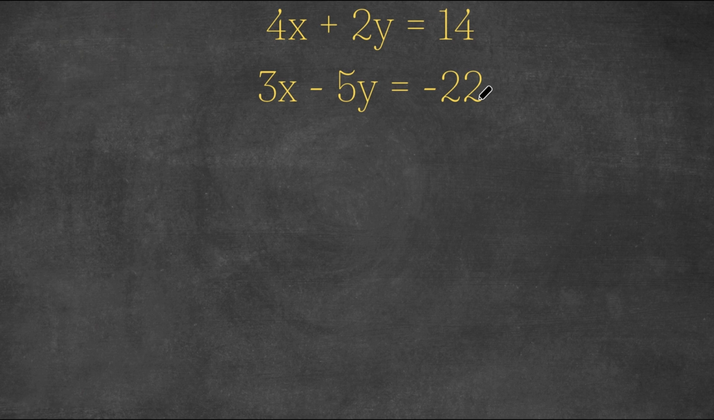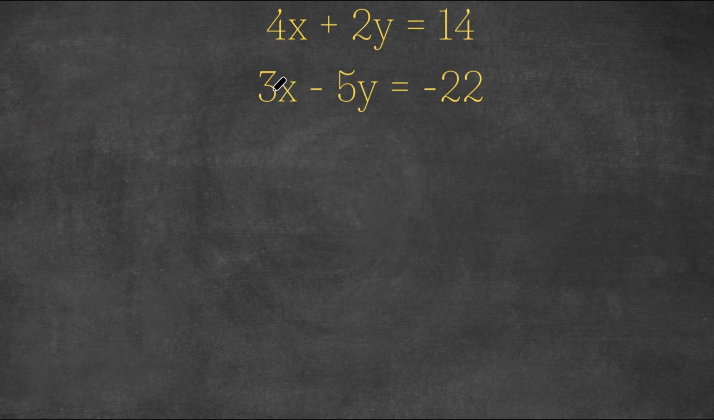So to do the elimination method, we actually want to change one of the coefficients of either the x's or the y's so that they are both the same. In this case, we have 4x and we have 3x for our second equation, and we actually want to change these two coefficients so that they are both the same. We could either do that for the x's, or we could also do this for the y's. In this case, I'm going to change the x's.